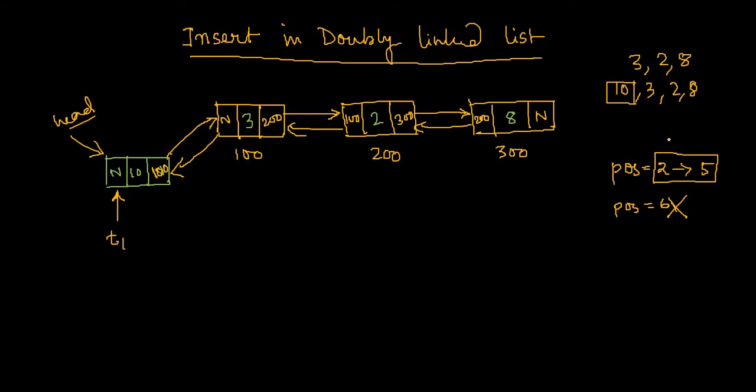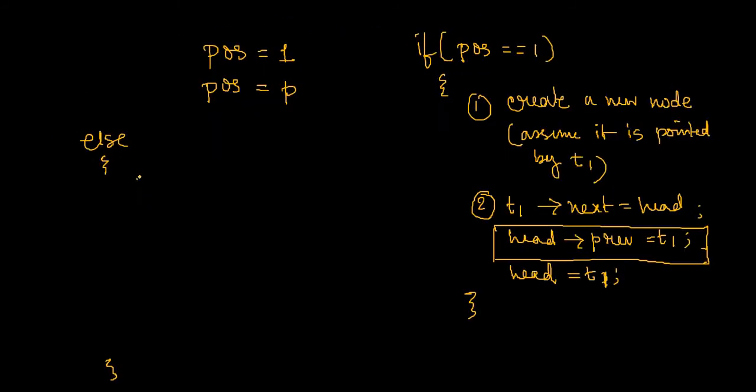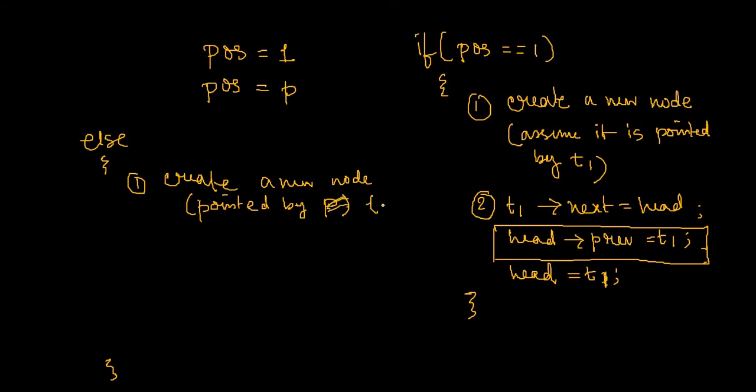Assume that you are at a correct position and take any situation. For example, I want to insert in between position 2 and 3. So somewhere like this. Okay. So again the first step is that you have to create the node. So create a new node which is pointed by, say P, not P, I already have P over here, so pointed by T1.